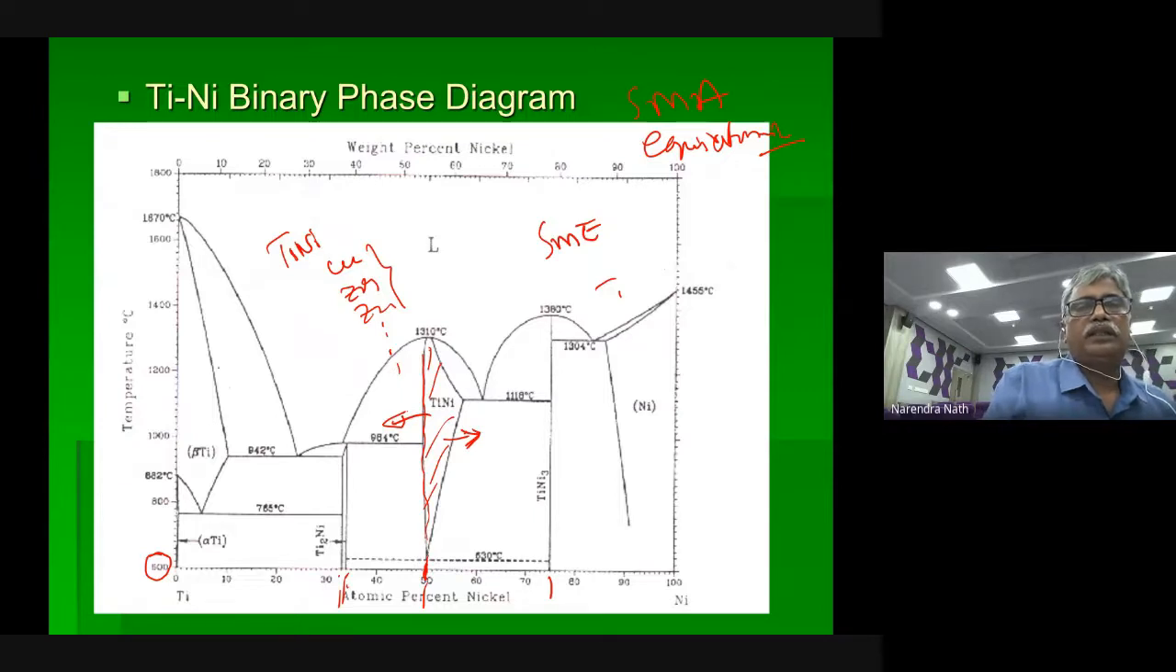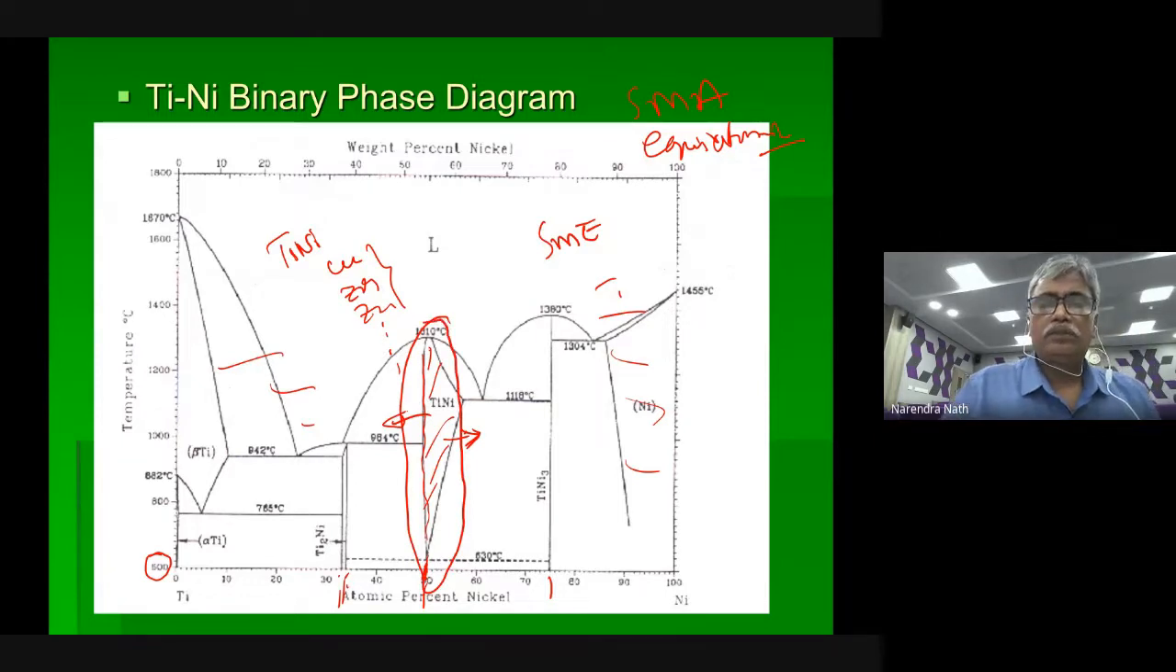And anything other than this, we are not interested. There may be applications for the rest of the diagram, but not as a shape memory alloy, only as a simple alloy. As a shape memory alloy, only this zone you can think of. Such a close variation is there.